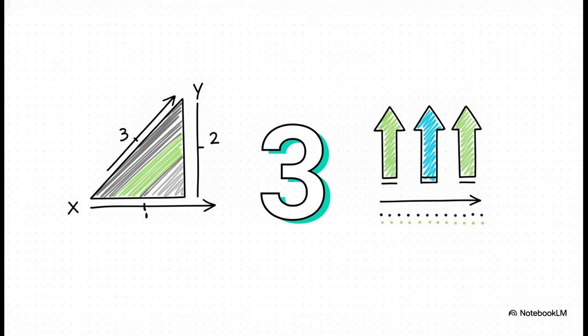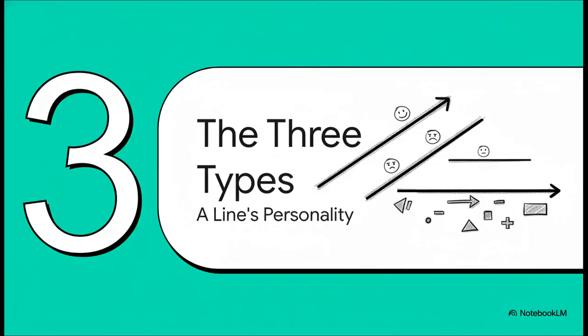This one number tells us everything we need to know. For every 1 unit we move to the right, this line rises by exactly 3 units. It's simple, it's powerful, and it's incredibly precise. So now that we can actually put a number on slope, we can start to see that all straight lines have one of 3 kind of distinct personalities.